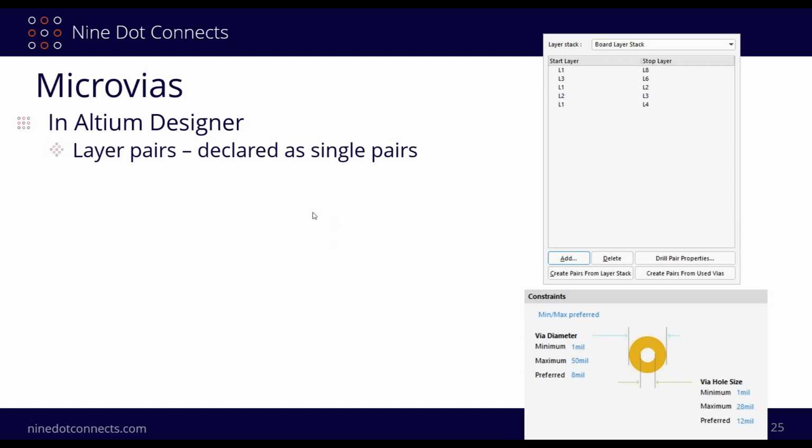So you can get some pretty good accuracy in there, even though I don't believe they have a micron at this point. I know Allegro has a micron grid, but Altium isn't there just yet.